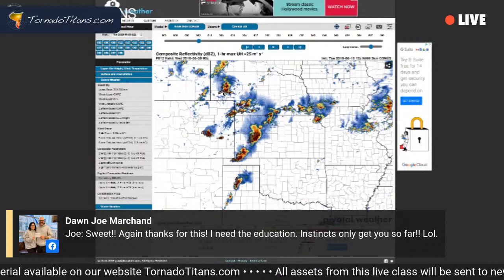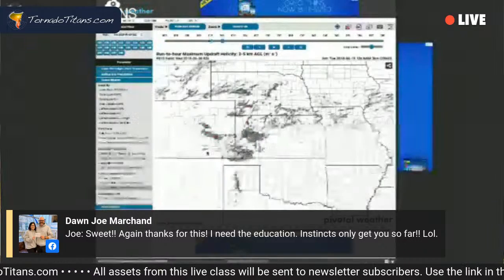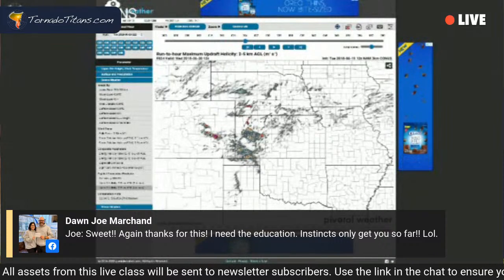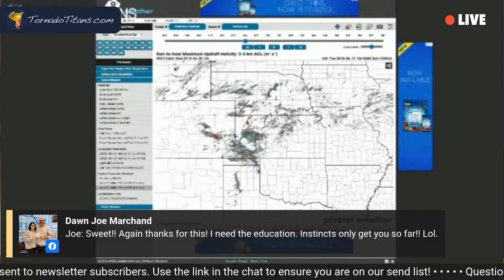That method has failed a lot. You see it on social media all the time. But if there are clearly defined streaks consistently over the same areas over multiple runs, that at least signifies local supercell potential is much higher in that area.